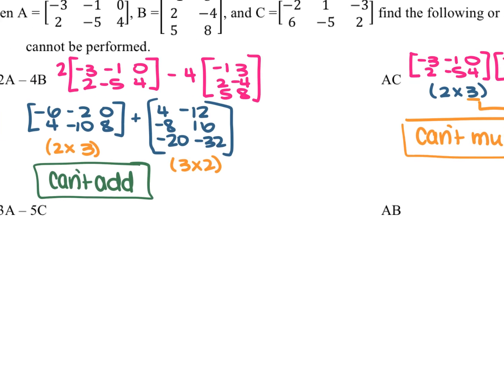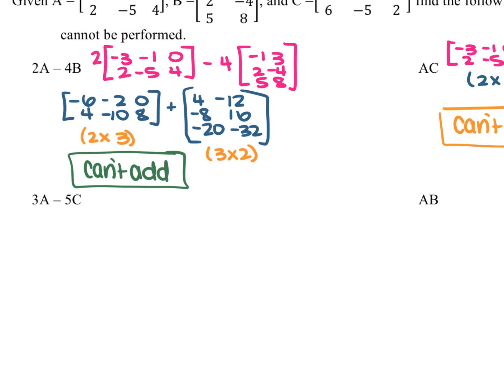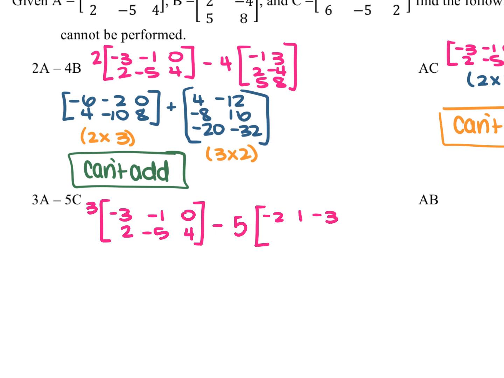For your next example, we are finding 3A minus 5C. So we said that A is [-3, -1, 0; 2, -5, 4], and C is [-2, 1, -3; 6, -5, 2]. So we're going to multiply these numbers in.